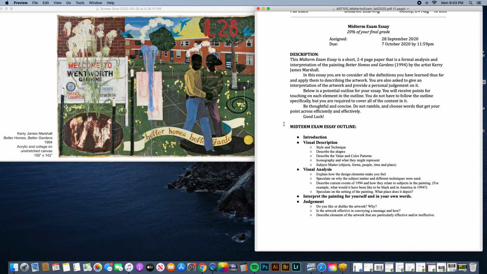Visual analysis. Explain how the design elements make you feel. Speculate on why the subject matter and different techniques were used. Describe current events of 1994 and how they relate to subjects in the painting. For example, what would it have been like to be black and in America in 1994? What were the events leading up to this painting? Speculate on the setting of the painting. What place does it depict?